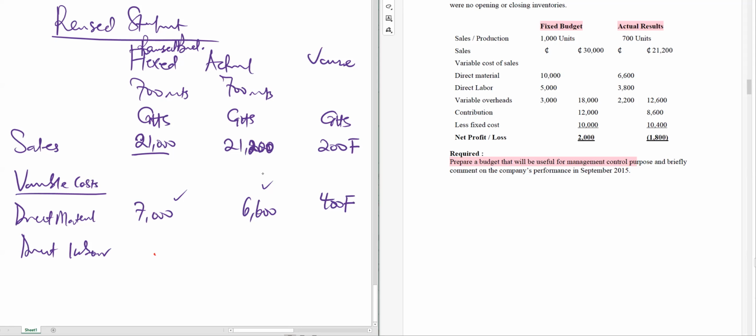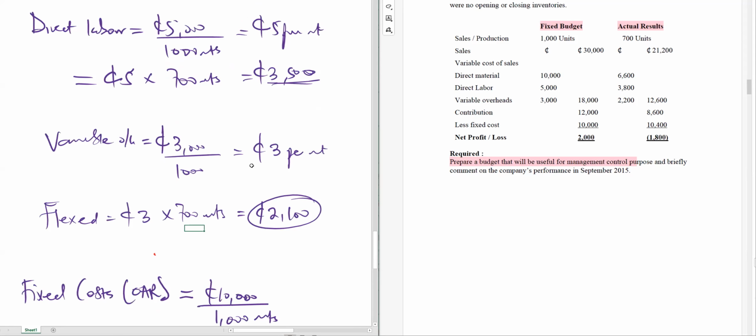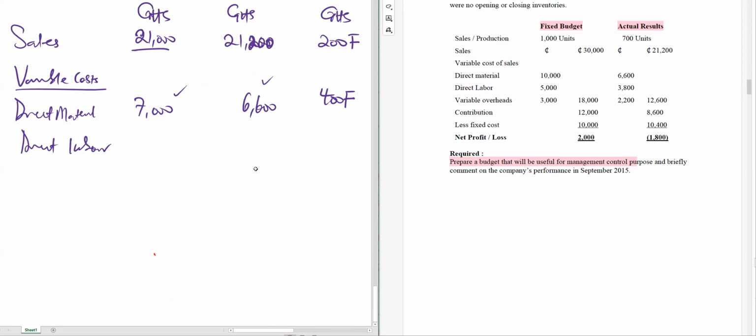So direct labor, we plan to spend how much based on our calculation? That's the revised budget, which is the flex. It is 3,500. So direct labor, we plan to spend 3,500, but we actually spent 3,800. We have lost, right? Because we spent more. By how much? 300.